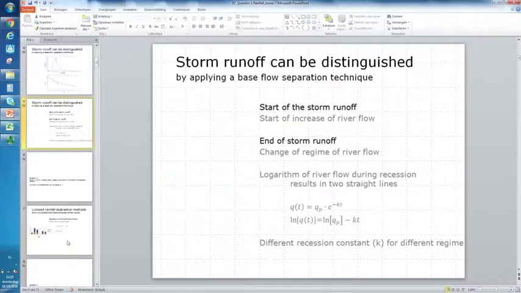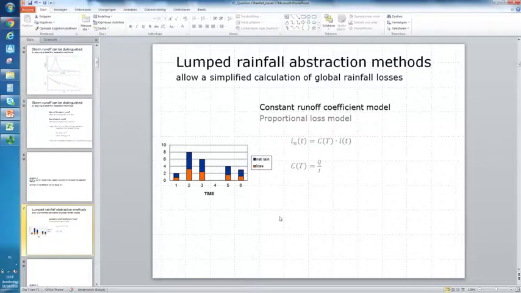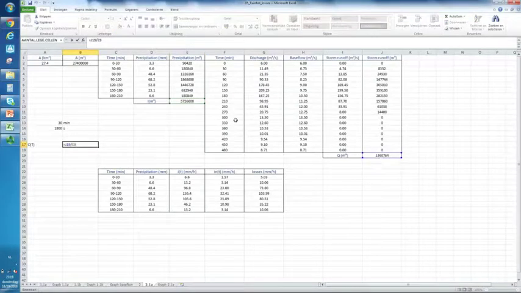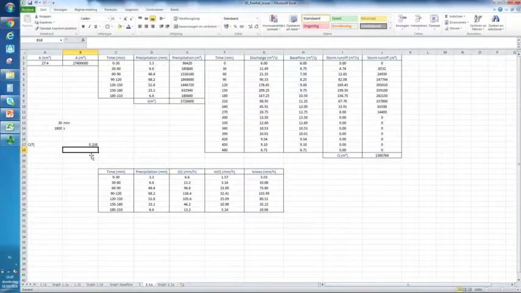Now, we also knew that to calculate the net rainfall based on the constant runoff coefficient model or the proportional loss model, we need to calculate our runoff coefficient based on the total volume of storm runoff divided by the total volume of precipitation. And we still had this calculation over here, because here we use the total volume of storm runoff and divide it by the total amount of precipitation. And this gives us a runoff coefficient of 0.238.